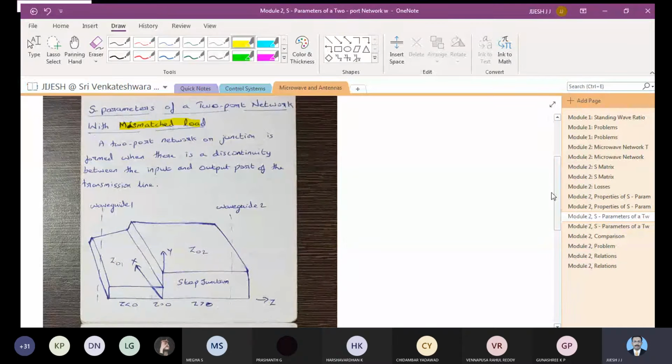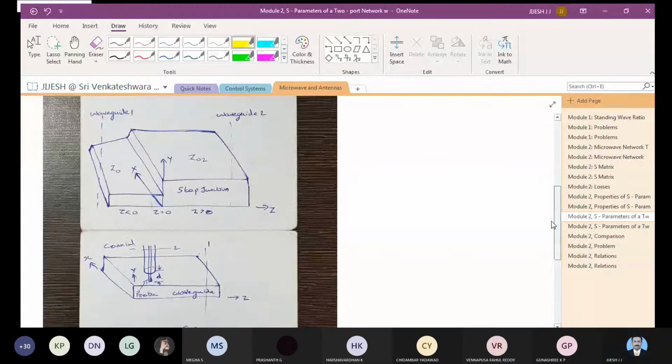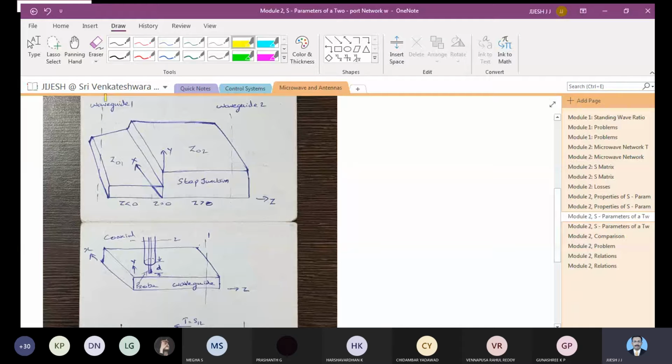And here you can see I have drawn two to three figures for you to understand. This is waveguide 1 and this is waveguide 2. There is a change here: the characteristic impedance is Z01 here and Z02 here. It is like a step, so it is called a step junction as well. When you have this, there will be a lot of mismatch taking place. We will understand what parameters will change, how the S matrix will look, and what equations matter when it is a mismatched network. That is one of the figures. Here we have taken Z equal to 0 at the center; here it is Z less than 0 and here Z greater than 0.